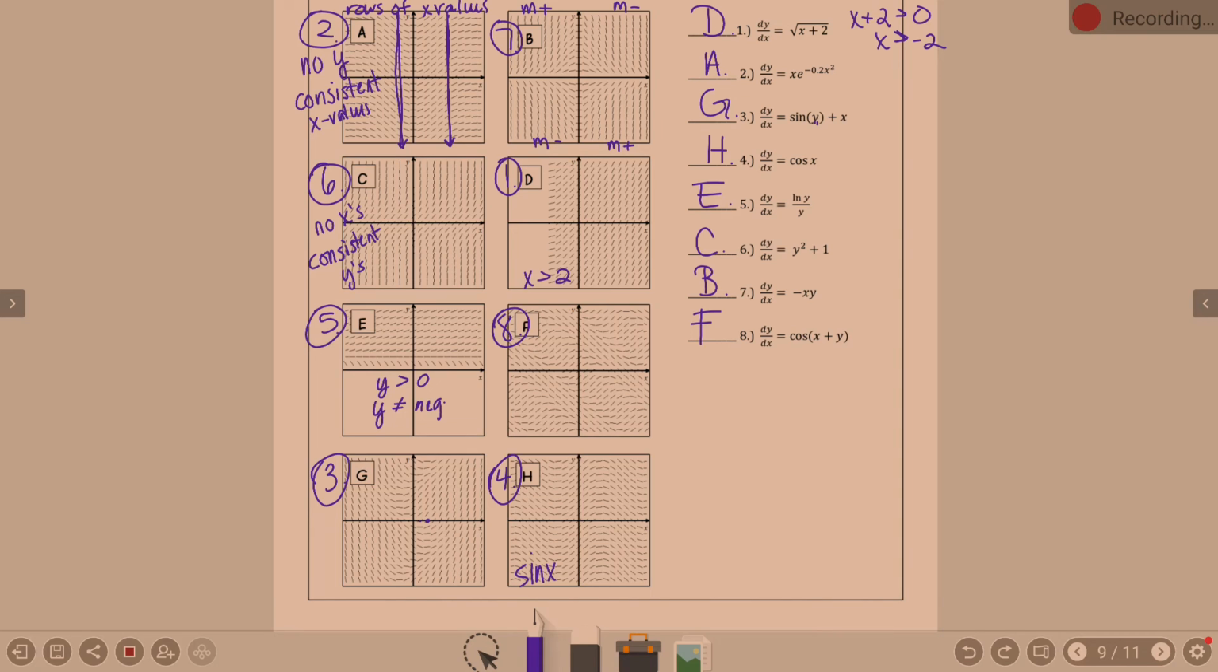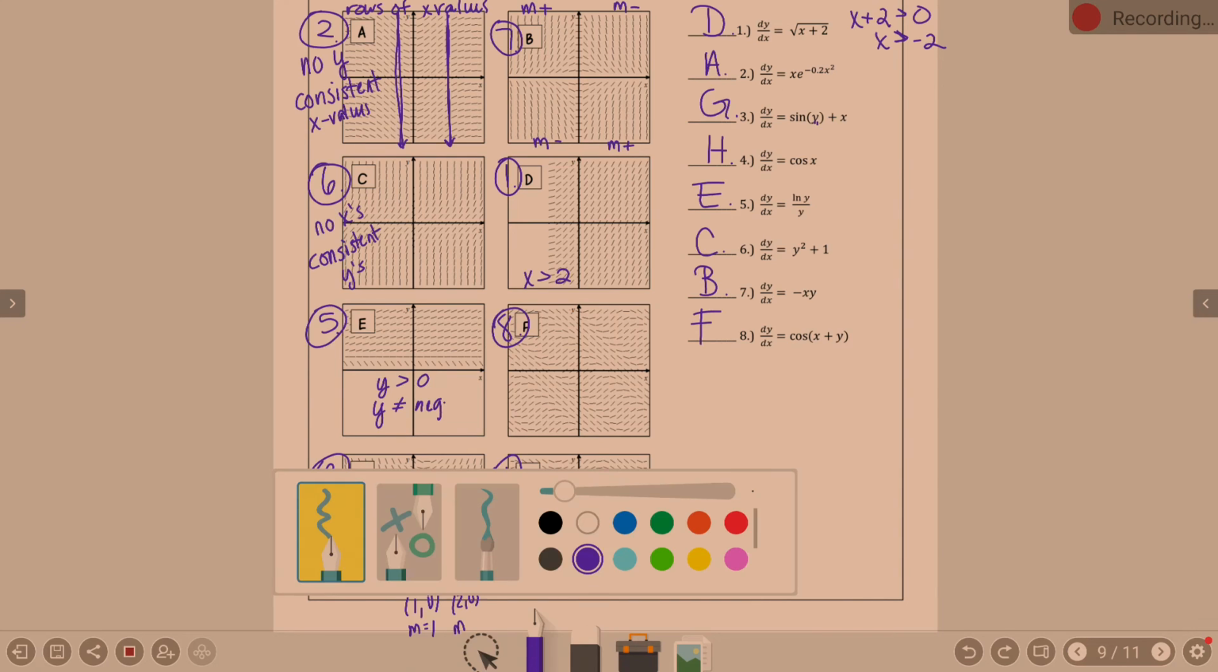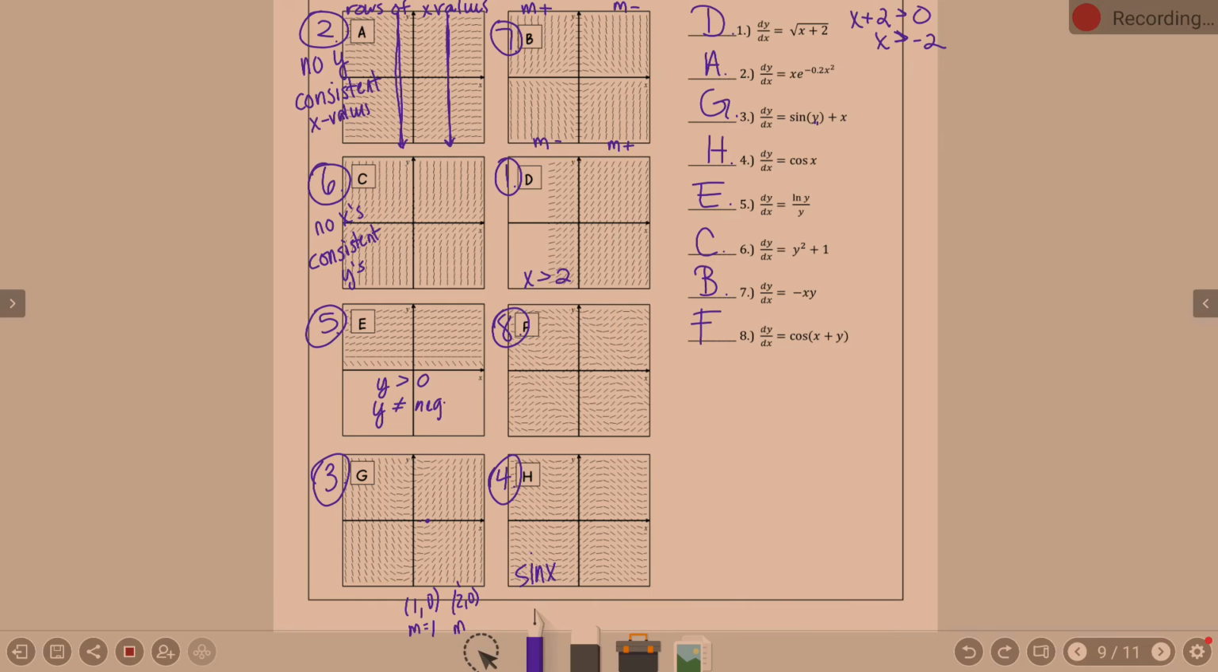Basically, I picked a test point. So I said, okay, at the ordered pair 1, 0, my slope is going to be 1. At the ordered pair 2, 0, my slope is going to be 2, and so on and so forth. And I can't write right there. So you can pick key points to try and do some guess and check with. Okay, got somewhat of an idea there? Some things to look for?